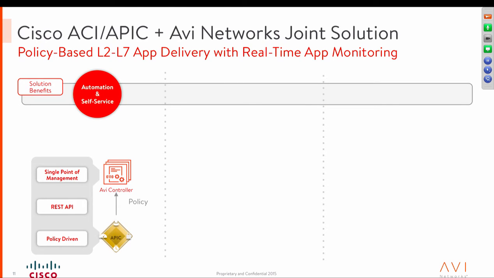So you might ask, okay, we have a good overview of both solutions. How does the joint solution work? What is the value proposition, and what are some of the mechanics? I'll spend a couple of minutes on this before we move to the demo. As I mentioned earlier, APIC is the central policy controller for the network fabric and for service insertion. Avi controller is a single point of management and integration with APIC.